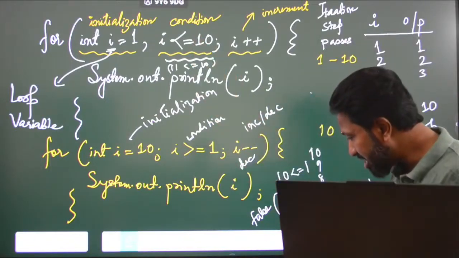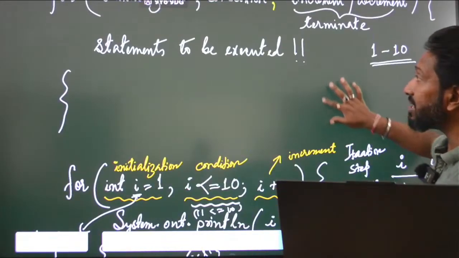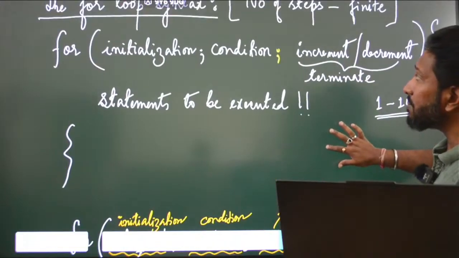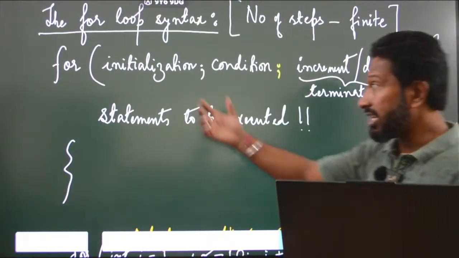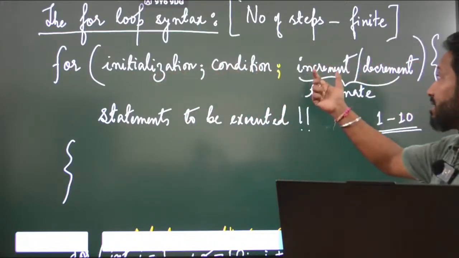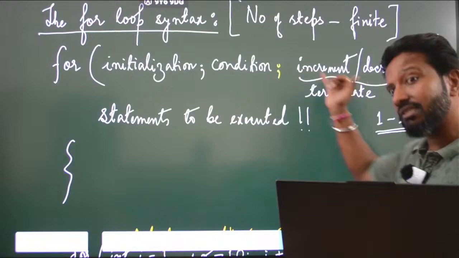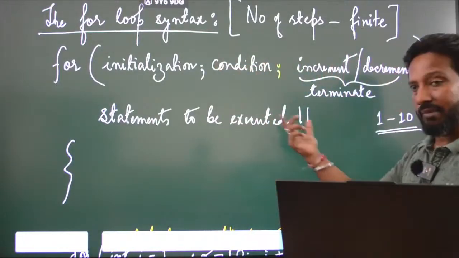So, this is the basic syntax of the for loop. Please remember this. This will be very handy when you are actually going for interviews also, because many people still do not understand the real meaning of this. Initialization, condition, increment or decrement, and then the terminate. It will terminate when this condition is false. Okay. And then the statements to be executed.